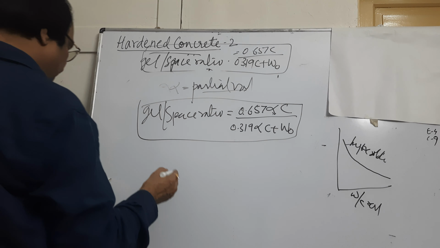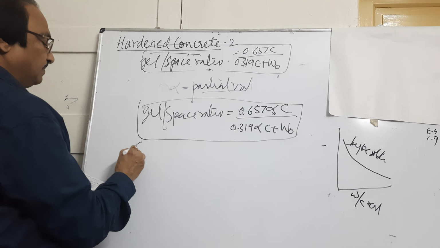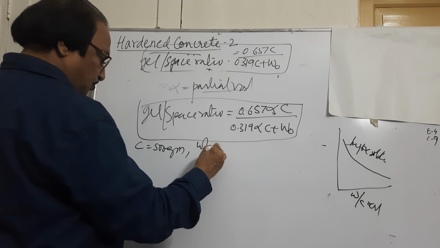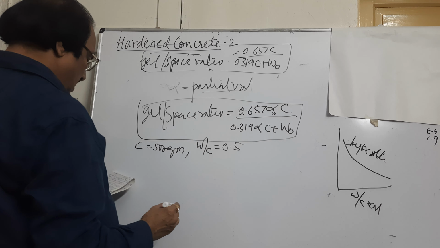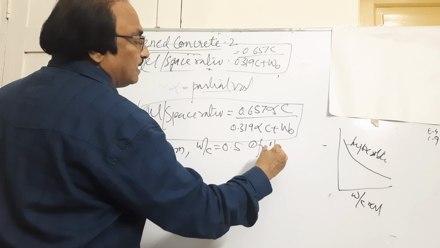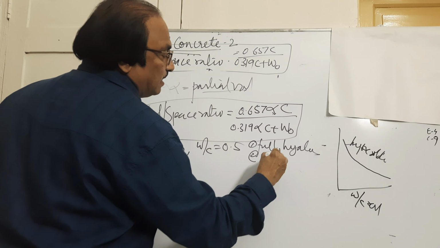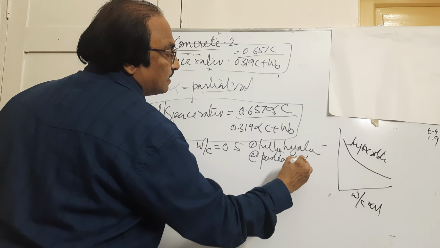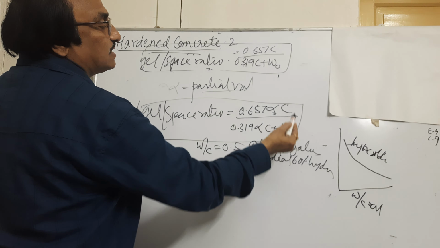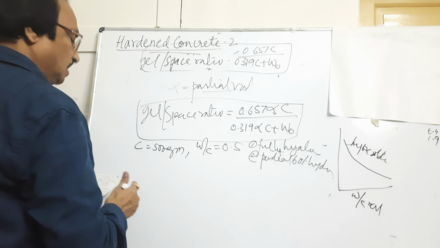Suppose we take a problem: calculate the gel space ratio if concrete is made with 500 grams of cement with water cement ratio of 0.5, when it is fully hydrated, and if it is 60% partially hydrated. So you are required to know how much cement and how much water there is. These two data are necessary to find the gel space ratio.